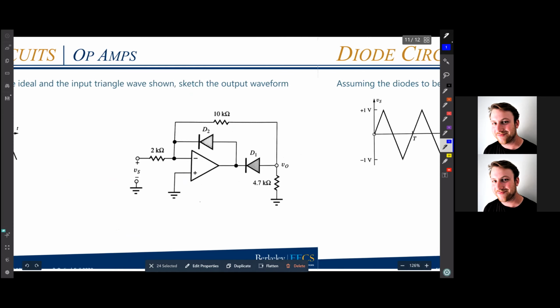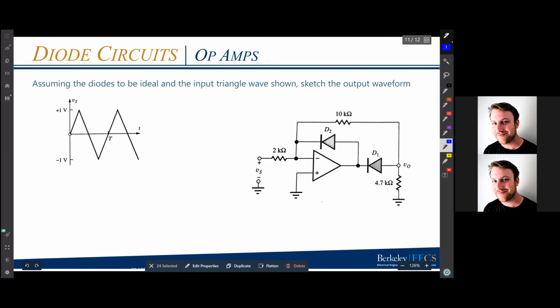And so the last thing I want to talk about is this diode circuit using op-amp. And so similar to before, I want to split this up into two regions. So we're given an input triangle wave, amplitude of 1 volt, and we're given this circuit. I'm told to assume the diodes are ideal and sketch the output waveform.